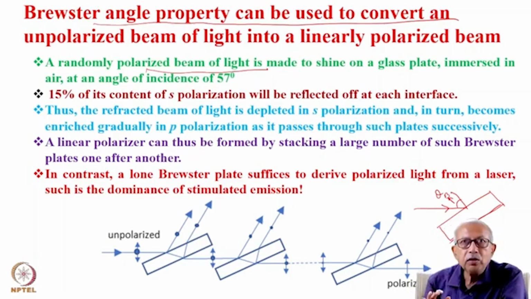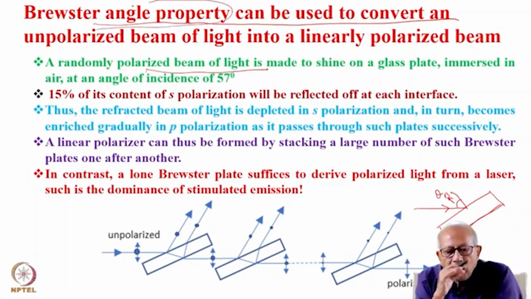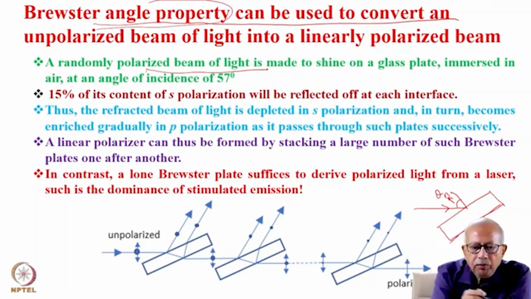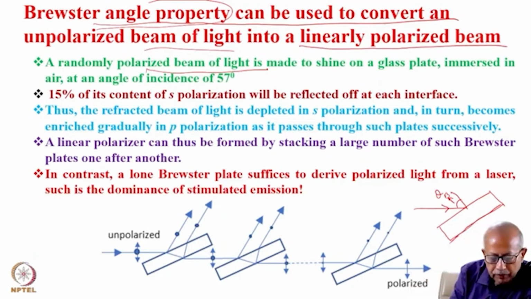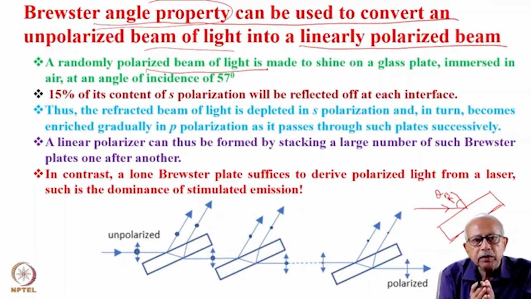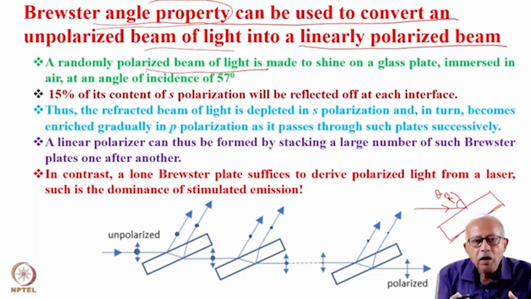So we are basically trying to find out how this Brewster angle property can be exploited to convert an unpolarized beam of light into a linearly polarized beam. We have this unpolarized beam. An unpolarized beam of light comprises both polarizations, S and P, and they are equally present. That is what we have seen. An unpolarized beam of light can be resolved into P and S polarization, and both would be equally present. So that is basically randomly polarized, or unpolarized, light.